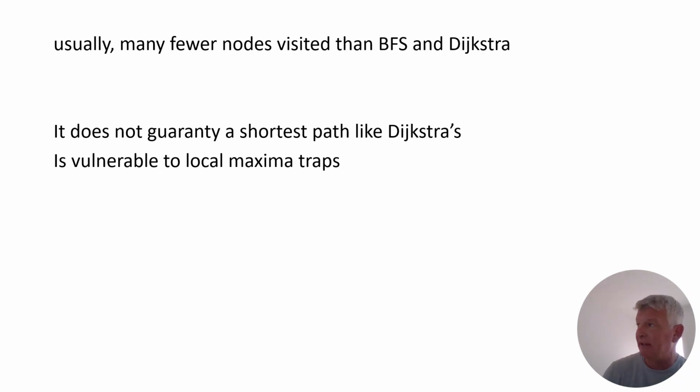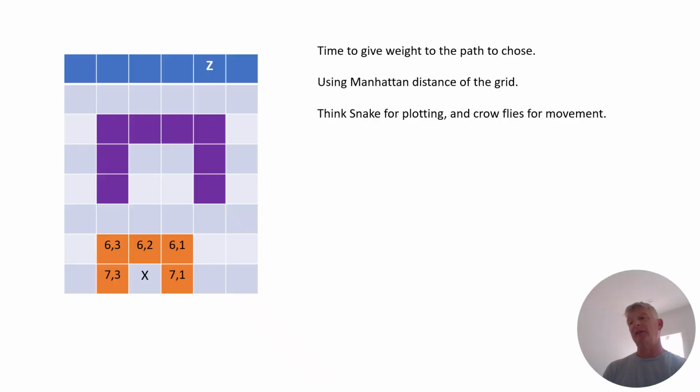Fewer nodes are visited than the breadth first search and Dijkstra. It does not guarantee shortest path, and it's vulnerable to maximum traps. And I'll show you what that means. It doesn't guarantee shortest path because it's fully heuristic. So let's look at our distances. So we're going to put weights. We're going to give our distances.